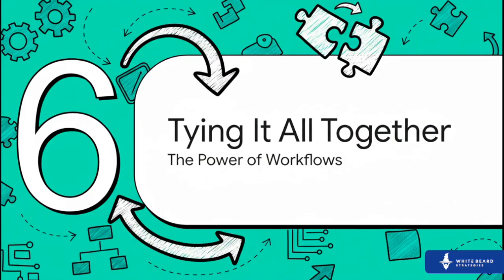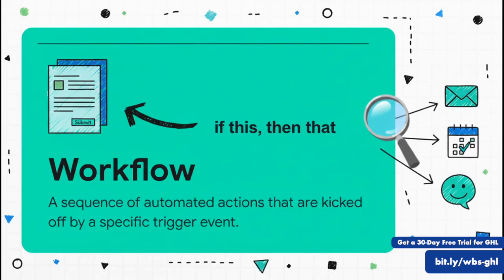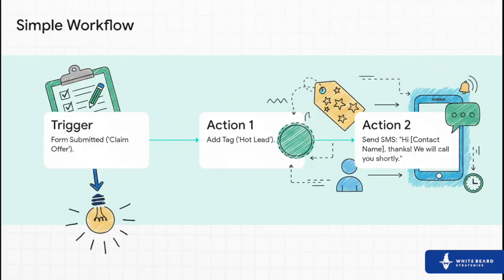So now, let's connect all of these different pieces with the real engine that powers everything inside of GoHigh Level. We're talking about workflows. Now, don't let the name workflow scare you. It's really simple. A workflow is just an if-this-then-that recipe that you create. If a new lead fills out this form, then I want you to do these specific things. That's it.